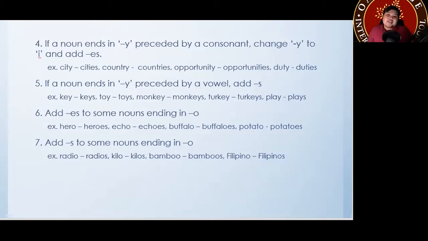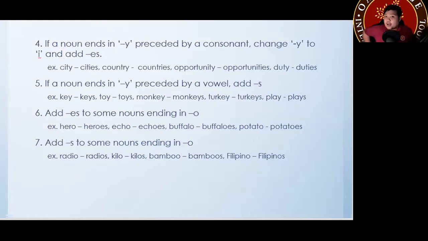You might go like, but sir, that's just the same thing. Well, yes, the product is the same, but when you want to be specific and precise about the rule, make sure you say the rule properly. The rule is change y to i first and then add es. All right.